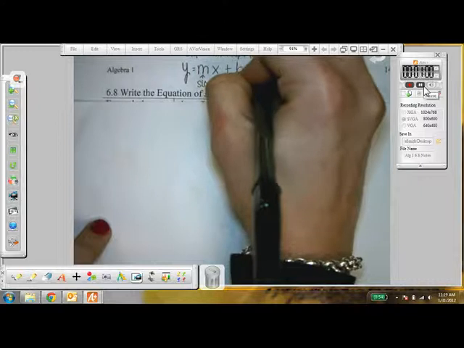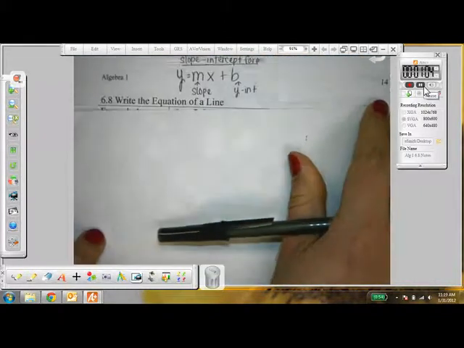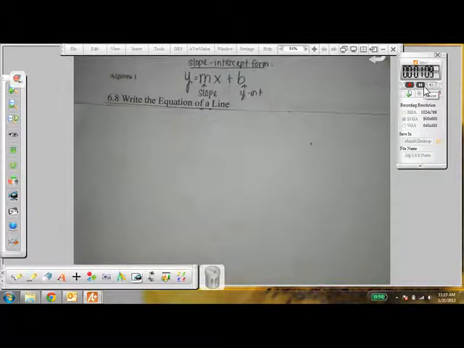Okay, this is like our best friend, guys. Slope-intercept form. Y equals mx plus b. We need to know this. We need to have it memorized because we're going to be using it forever.